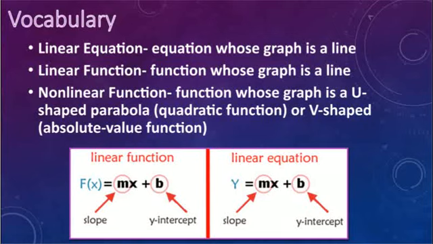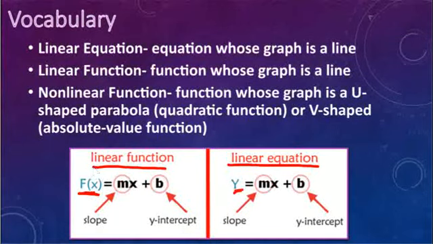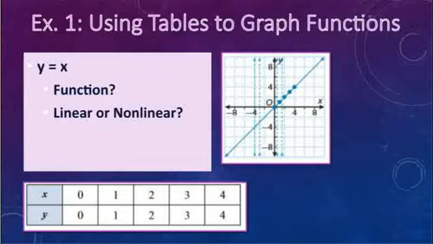So here at the bottom, you can see a linear function and a linear equation. They both use mx plus b, but the only difference is the beginning, the function of x versus y. And the function of x and y just mean the same thing. As a review, the slope is always your m, and your y-intercept, where it crosses the y-axis, is your b. So let's take a look at an example.